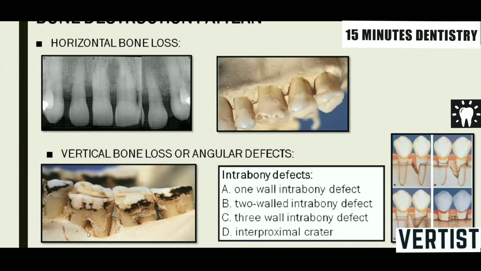Now you will also see a vertical type of bone loss, or angular defects. Can you see in this radiograph, there is an angular type of defect, not like the horizontal type. This is angular or vertical type of bone loss, also called intrabony or angular defects. These intrabony defects are again classified as one wall defect, two wall defect, three wall defect, and interproximal crater.